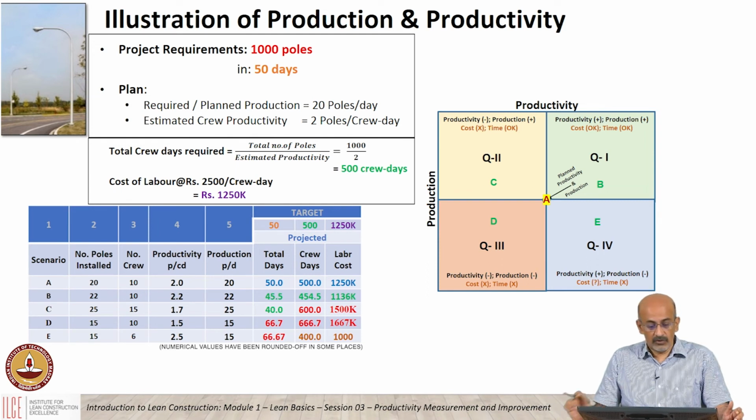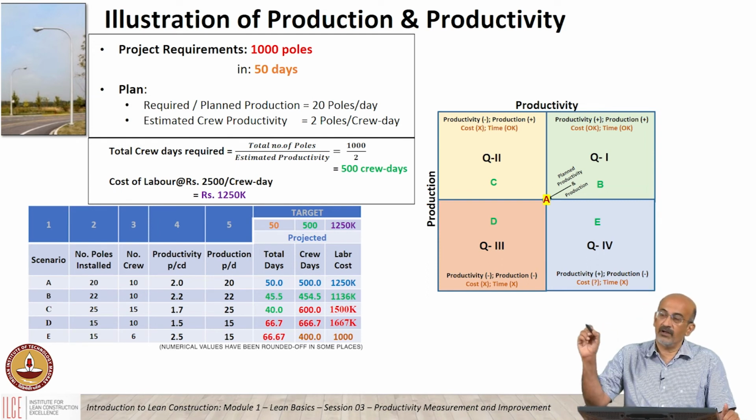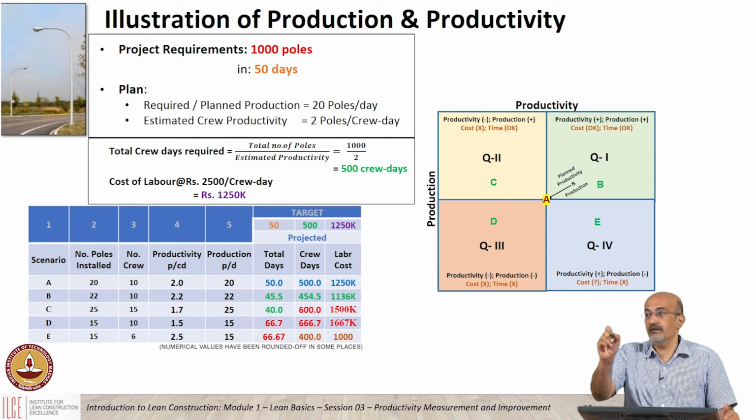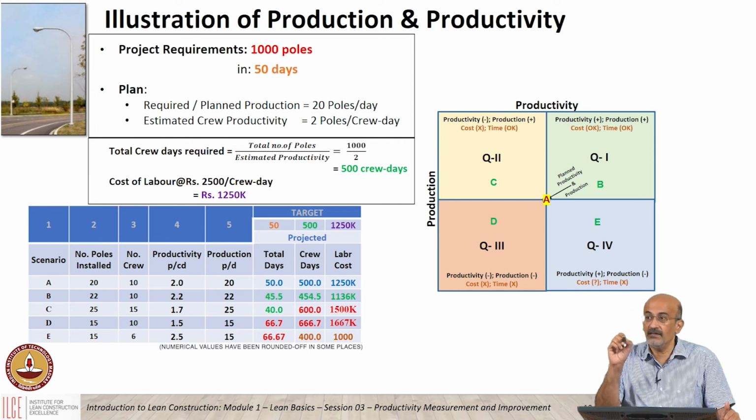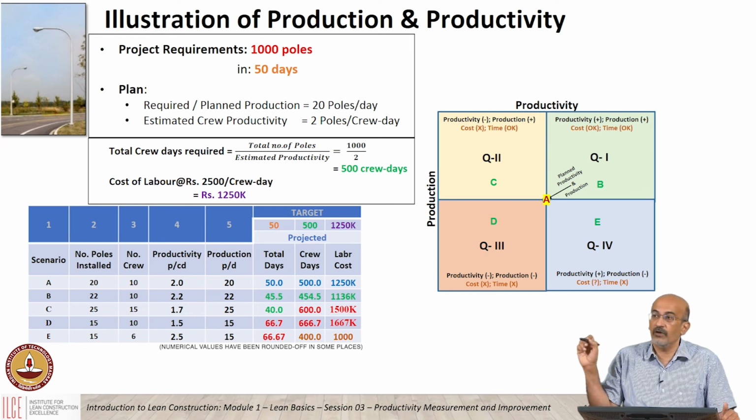Correct. So as you can see, I can have high productivity, low production. I can have high production, low productivity. That is really the message, that you can't measure just productivity or production and control your cost and time. If you wanted to control one item, which one would you try to control? Productivity. But you can see in quadrant 4, productivity is there, but still production is not.